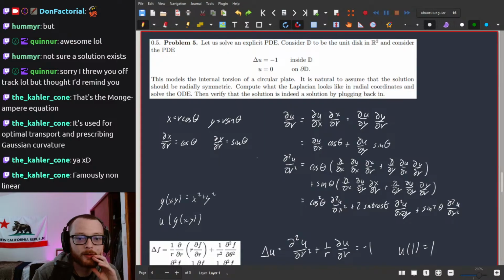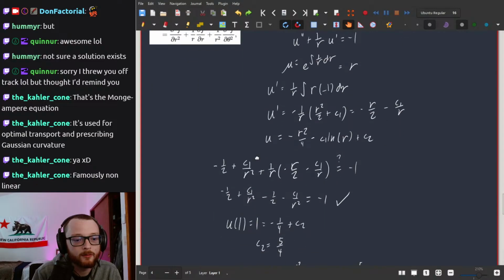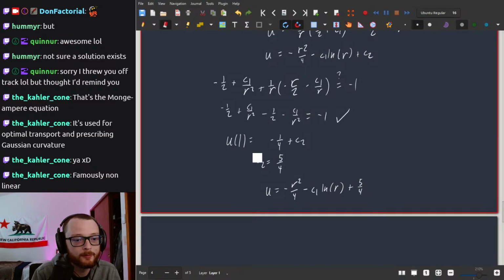I'm also still ignoring this part of the question because I really don't want to do that. I don't want to do any of this PDE's homework, man. Wait, why did I say u of 1 equals 1? U of 1 equals 0. Not a big difference, at least.